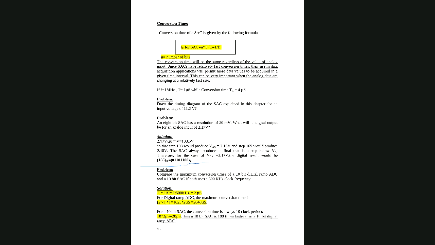Then there is a comparison here for the maximum timing. We know the formula, very simple: 2 to the power n minus 1, where n is simply the number of bits, and we can just find it out. It is so simple.